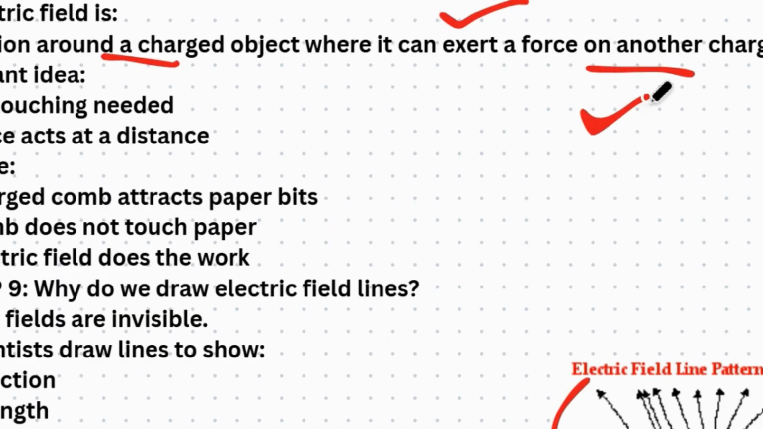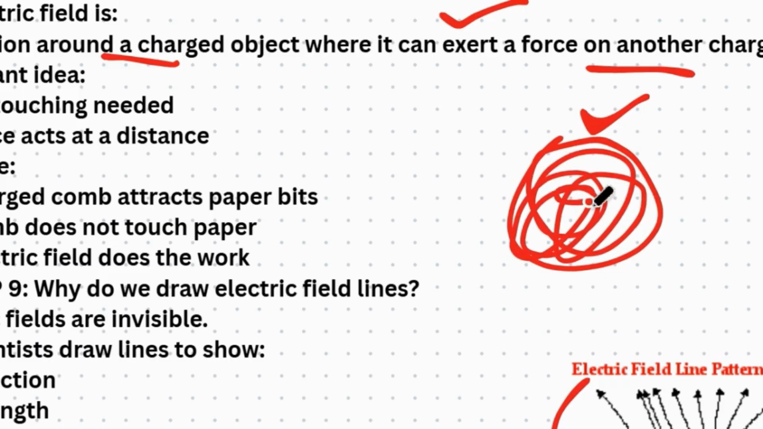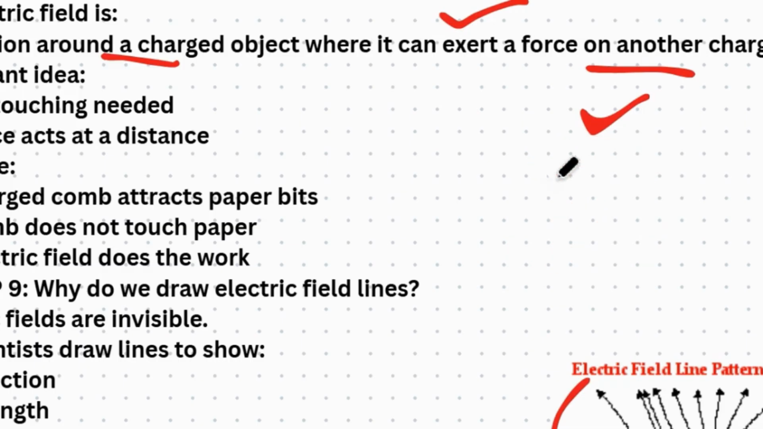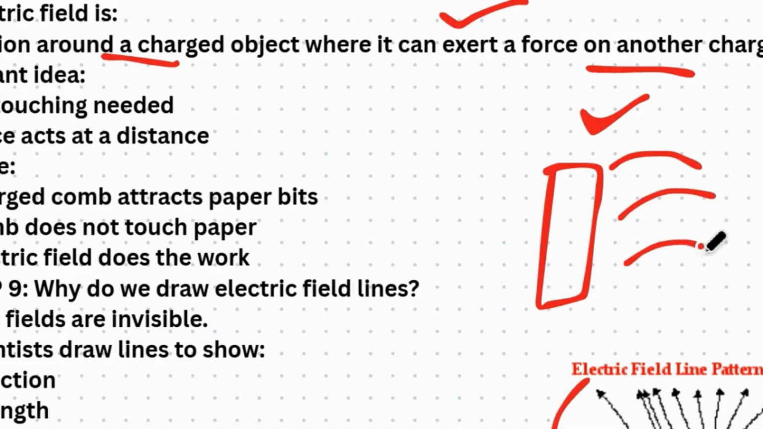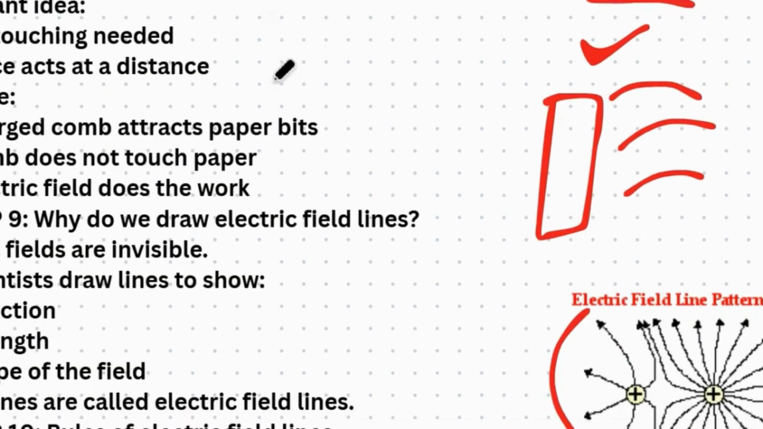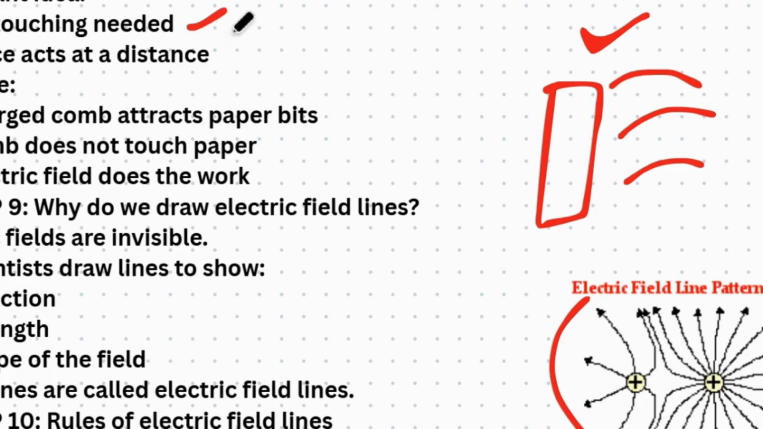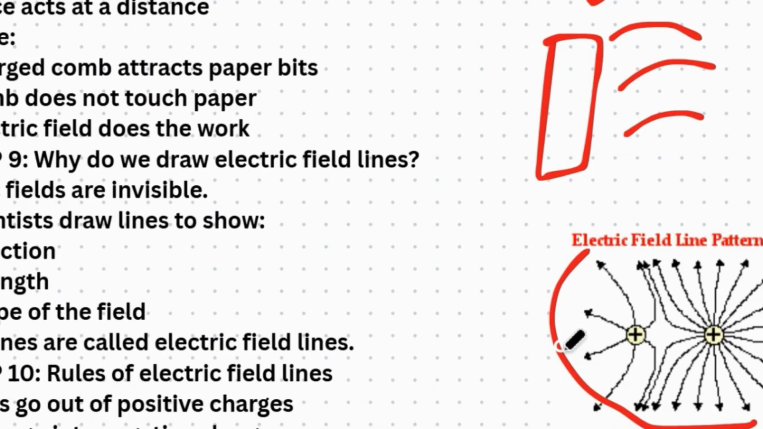The region around the charged object, there's some object here. Take it as a ruler. Wait, let me draw it. This is the object. So the region around this charged object is named as electric field because it can exert force on another charge. Important idea is there's no touching needed. Force acts at a distance. There's no need that both objects are touching.